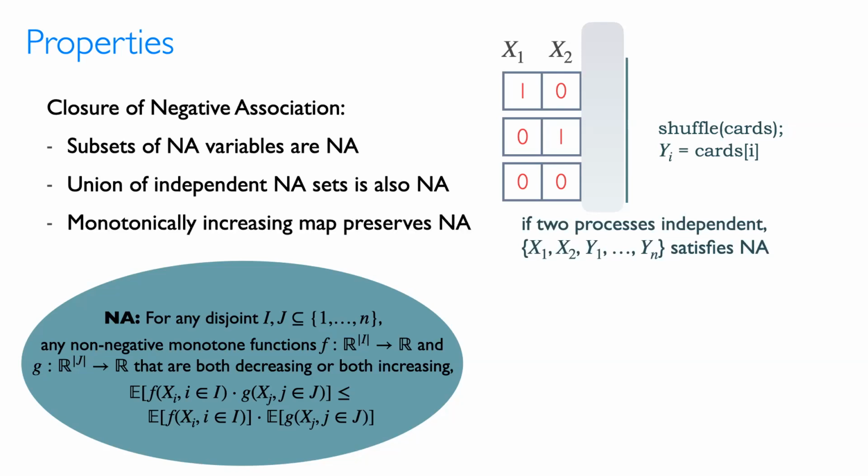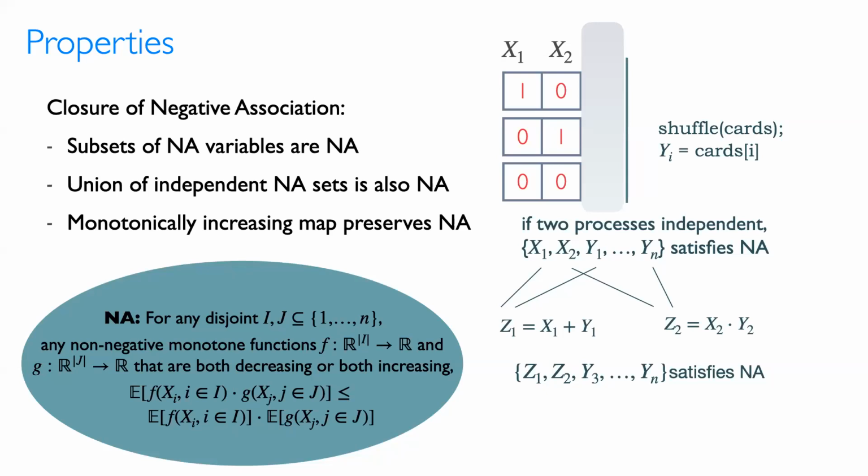Another property that is important is that monotonically increasing maps preserve NA, and this is where these functions mainly become important. Why this property is important is because if we have a data structure that already has this property of NA, and we apply a function, which is what we do all the time in our program, we know that it preserves the property if the function is monotone. Okay? So, for example, we could do the sum or the product of some of these random variables, and this still satisfies negative association.